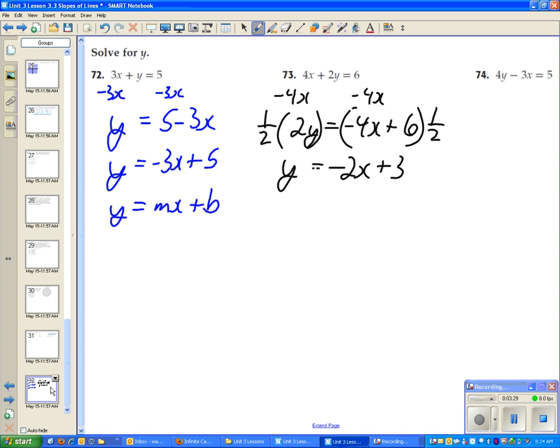All right, then we look at 74. All right, let's start off. On the other two, I subtracted the x term. What do I need to do on 74? Yeah, I need to add 3x to both sides. So that'll give me 4y equals 3x plus 5. And now I divide both sides by 4, but I got to distribute it. So if I divide that 3x by 4, or better yet, think of it as multiplying by 1/4. What's 3 times 1/4? Yeah, so that'd be 3/4 x. And what's 5 times 1/4? 5/4.